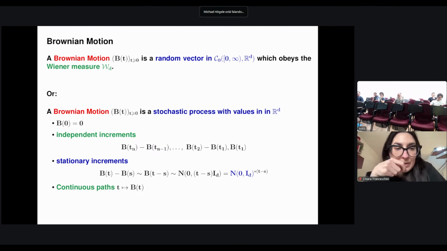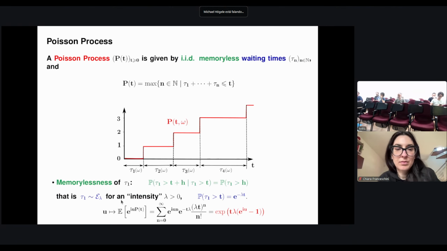The next class of processes which you can have a look at is much, much simpler than Brownian motion. Brownian motion is, so to say, a classical case, and a very particular case in the realm of Lévy processes, because typically a Lévy process will turn out to have a discontinuous path, while Brownian motion has continuous paths.